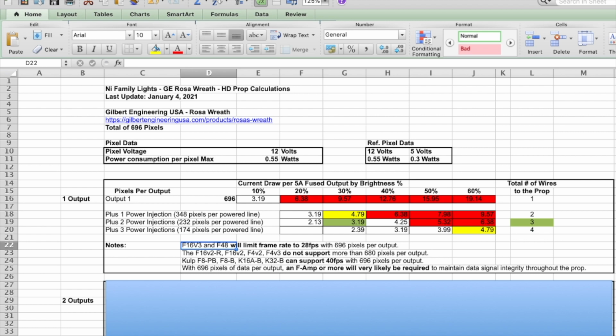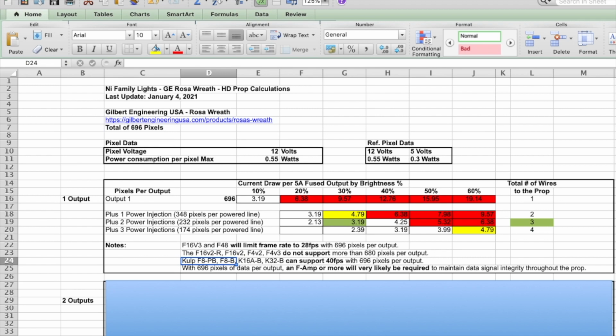Likewise, the Culp boards, all of them, can support 40 frames per second for this prop, running at 696 pixels, because it can handle up to 800 pixels per output at 40 frames per second. If you're running one data output, it cannot be done with an F16 V2 of any type or an F4 of any type, because those are limited to 680 pixels per output.